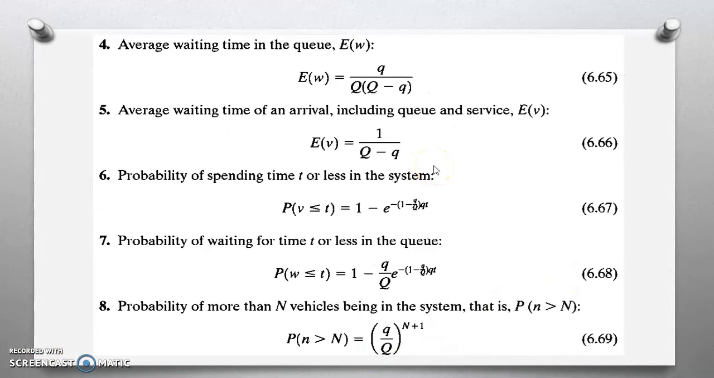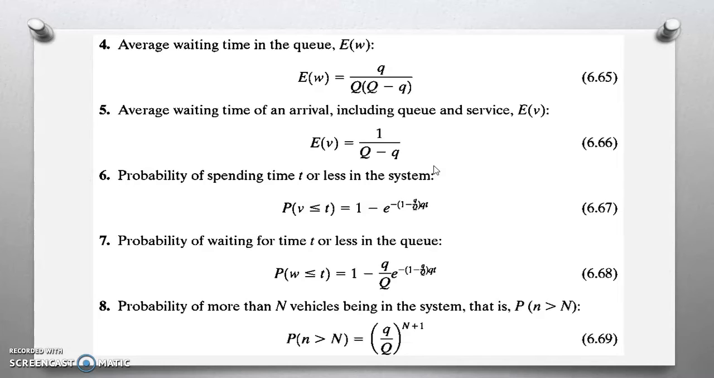Next is average waiting time in the queue. E(w) is equal to arrival rate over service rate multiplied by service rate minus arrival rate. The average waiting time of an arrival including queue and service, E(v), is equal to 1 over service rate minus arrival rate.